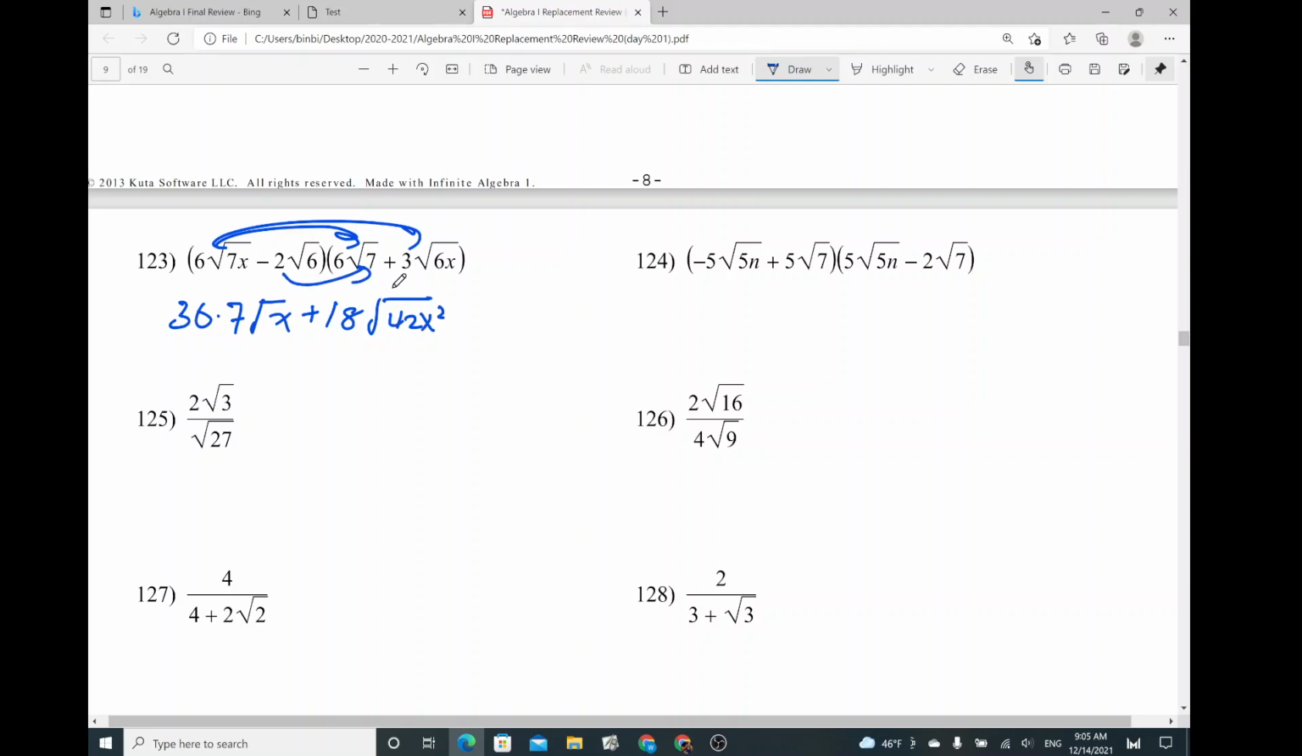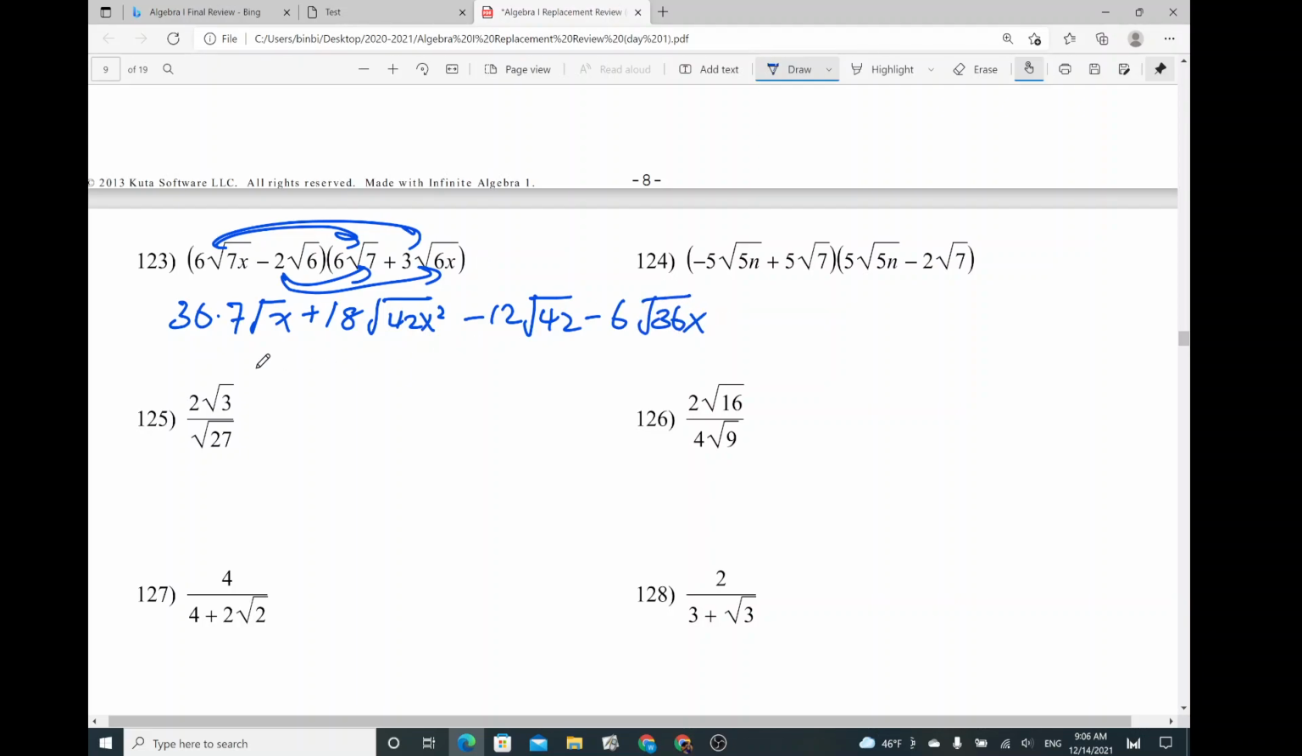And then inner product. First, outside, inside. So negative 2 root 6 times 6 root 7. So negative 2 times 6, negative 12. Root 6 times root 7, root 42. And then finally, the last term. Negative 2 times 3, negative 6. And then root 6 times root 6x, root 36x.